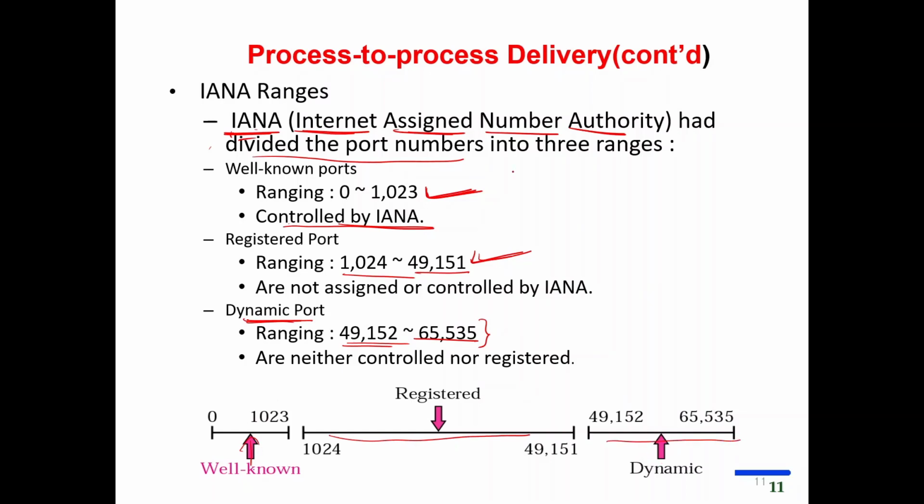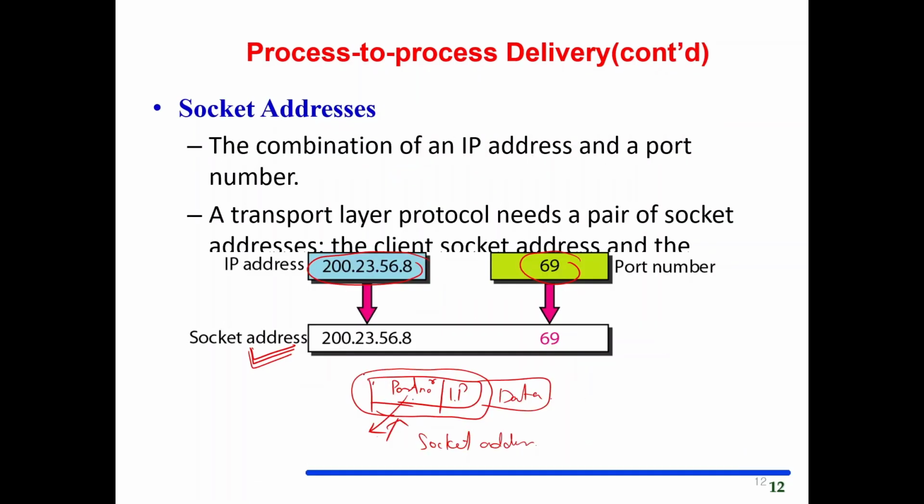In this way, the IANA has divided the port numbers into three portions: the reserved portion, the pre-assigned portion, and the private portion or dynamic portion. Very important. So we completed what a socket address is. In the transport layer, the socket address plays a very important role. It contains the IP address as well as the port number.